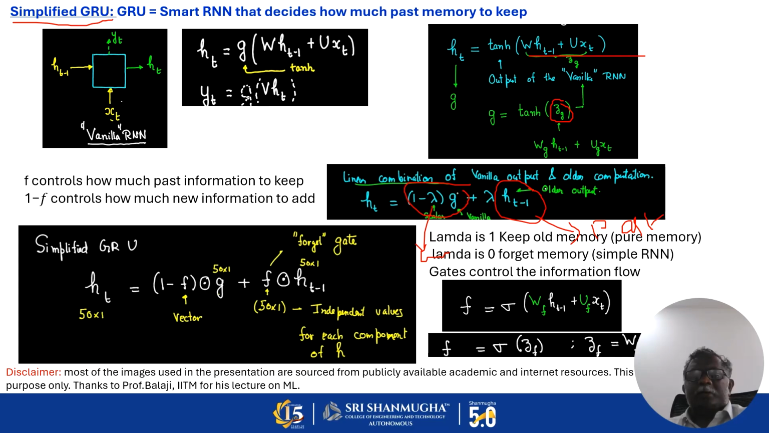So basically lambda is a scalar value. Whenever we have lambda as 1, it tries to keep the older memory. If I put lambda equal to 1, we'll have only this term, so the current term will not be there. Then we can say it is going to be purely a memory.